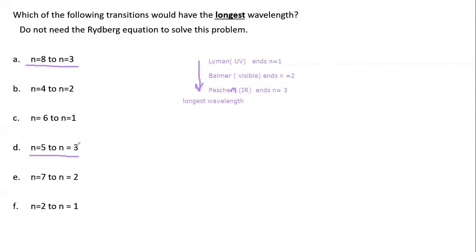What you're looking for is that the smaller the energy gap, the longer the wavelength. So D would have a longer wavelength than A, because A has a greater energy gap in the IR series, so it would have a shorter IR wavelength than n equal 5 to n equal 3. Remember, energy is inversely related to wavelength. So the smaller energy gap, longer wavelength; larger energy gap, smaller wavelength. So D would be the correct answer.